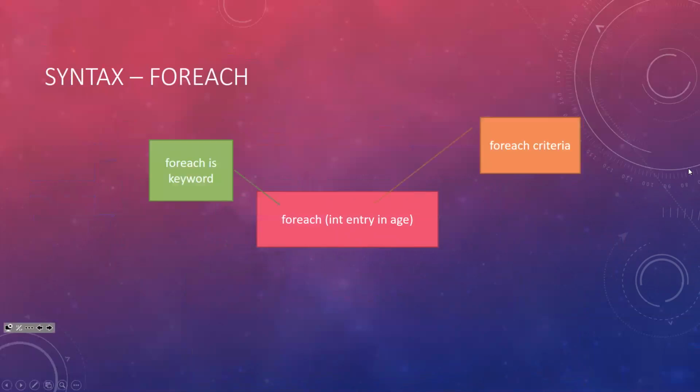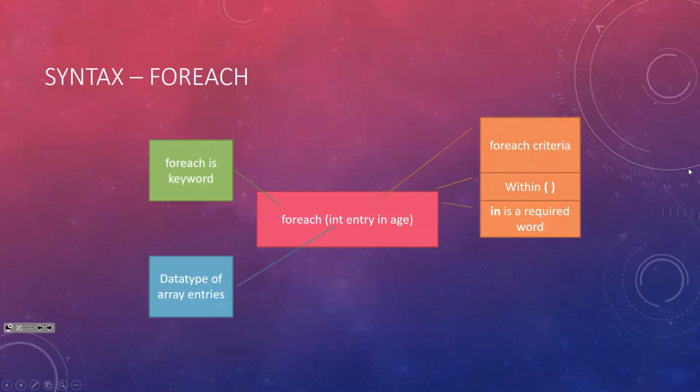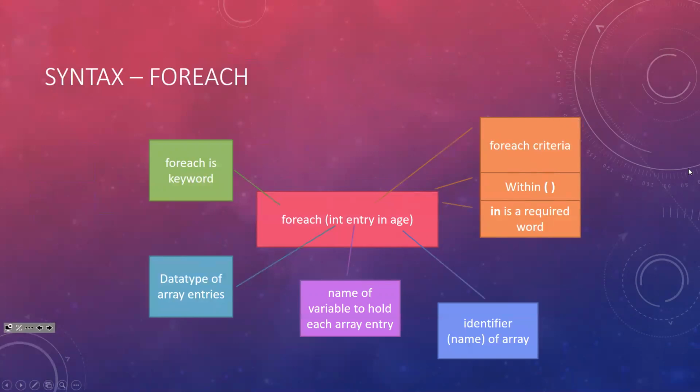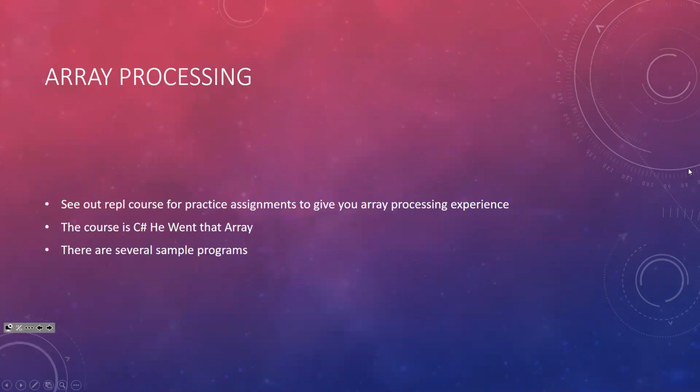So our for each syntax overall, for each is our keyword. Then we have our criteria within parentheses. The in is a required keyword. Within our criteria, we have the data type of each of our collection entries, the name of a variable to hold each of those entries, and the name of our collection or array. So take control of it, get a handle on it. Don't be one of those people saying, I don't know, does it want this thing here? I don't know, does it want this thing here? It's a lot easier to code if you know what it wants where.